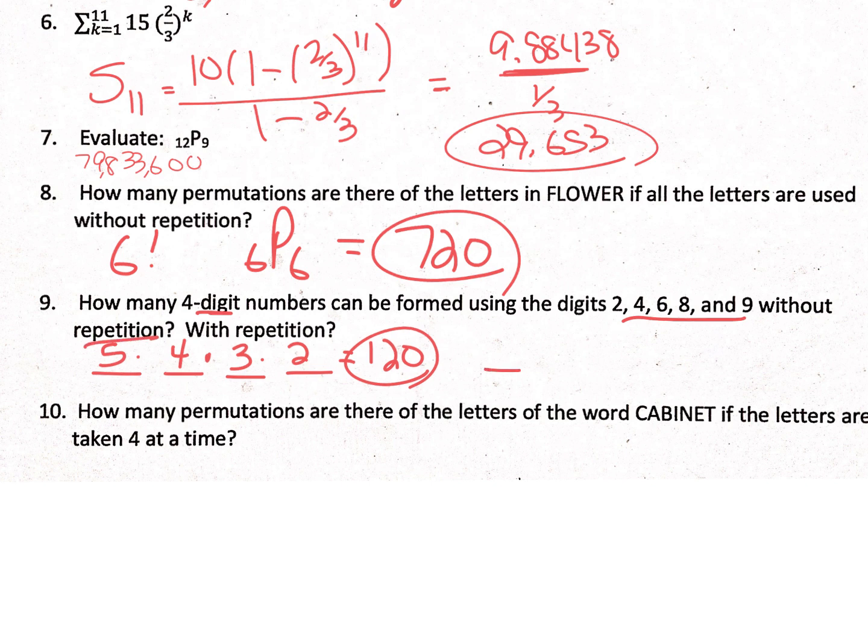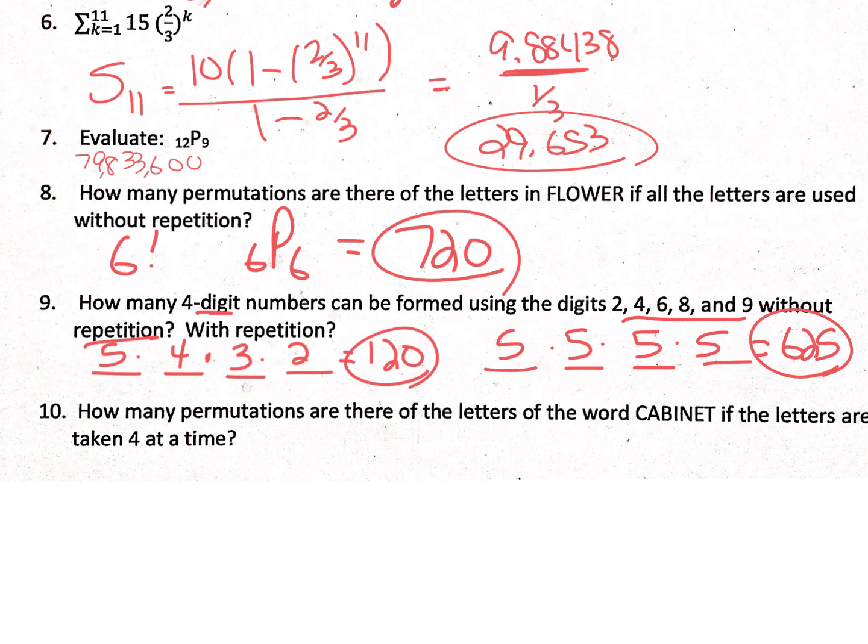Now, if you can repeat them, that's a whole different thing. If you can repeat them, you can have 5 choices there. You still have 5 choices there. All the blanks have 5 choices because you can use the same digit. Like you can use 4, 4, 4, 4 if you want to. You can use them all. So it's really 5 to the 4th power, and that's going to be 625. So a lot more choices if you can repeat digits versus if you can't repeat digits, which you would expect.